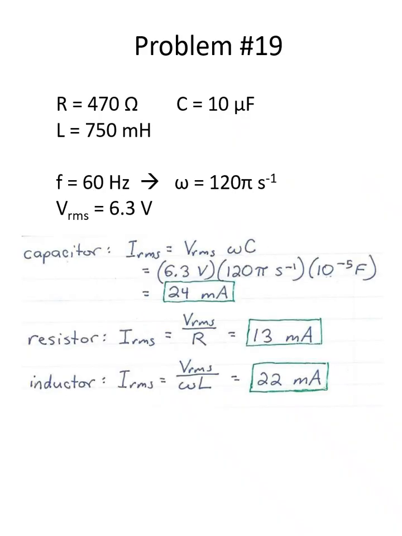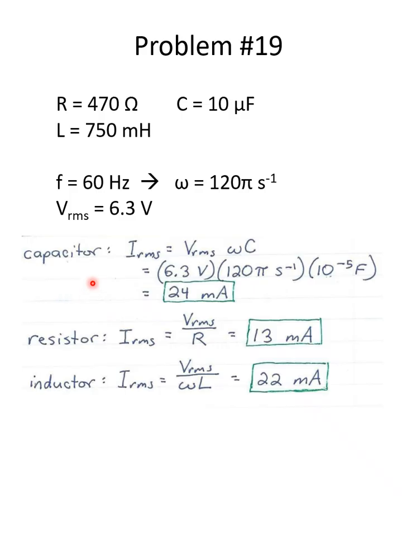Problem number 19. A 470 ohm resistor, a 10 microfarad capacitor, and a 750 millihenry inductor are each connected across 6.3 volt RMS, 60 hertz AC power. Find the RMS current in each. So you have to understand these are separate circuits here. We're not linking them all together. I've done a conversion here that 60 hertz is omega becomes 120 pi radians per second. So let's do them separately. Let's do the capacitor first.